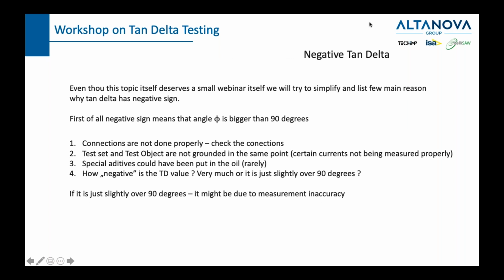So we can see that the negative tan delta is also the thing which we wanted to talk about. We were often asked about the negative tan delta. The negative tan delta is something which can happen on a few occasions. If the connections are not done properly, if the test object and the device which is testing it are not grounded at the same point, if we put some special additives, for example, in the oil of the transformer, and the last one is maybe the negativity is due to the inaccuracy of measurement. If the negative value is very, very small, then probably that means that we are at 90 degrees, and due to the inaccuracy in measurement, we are exactly where we want to be. So this is a good value. If it's just slightly over 90 degrees, that's fine. If it's a little bit more over 90 degrees, check your connections to the ground. And if you've put some additions in the oil, check again. Maybe this will give us a better idea why we have a negative tan delta.